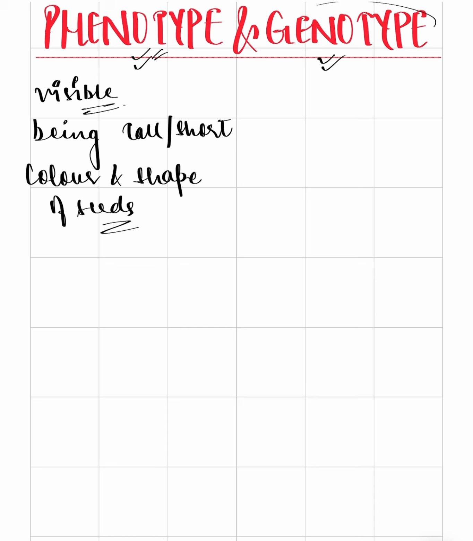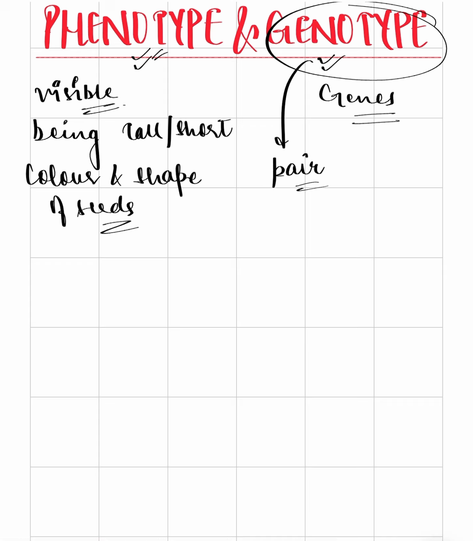Now next is genotype. Genotype are the genes which are involved in the expression of a character. These always exist in pair. For example, capital T, capital T, capital T, small t, small t, small t. Now these two represent the tall individual and this represents the dwarf individual.